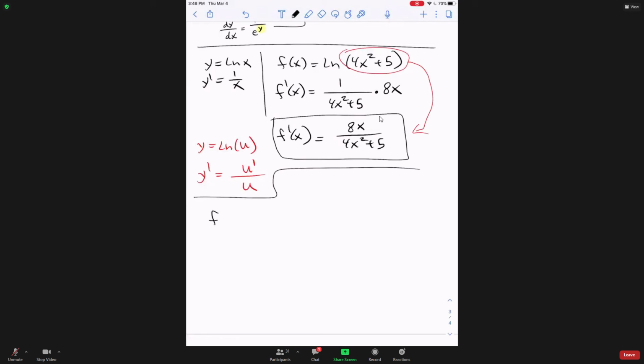Let's take the derivative of this. f of x equals the natural log of sine of x.